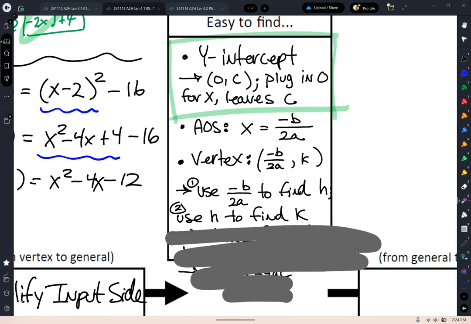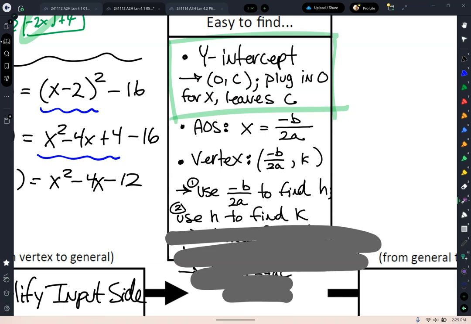Now keep in mind that the vertex is on the graph, which means that it's a valid input, output, function point. Plug in a number, get a number out. So if we know the input for the vertex, then we could easily find the output by just taking it and plugging it in and evaluating our function to find k. So that's what we're going to be doing today.